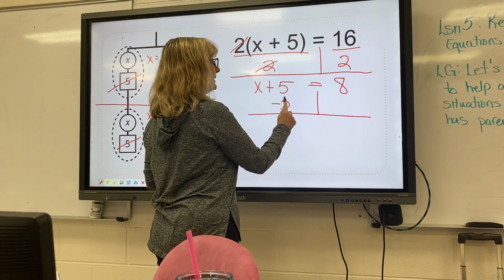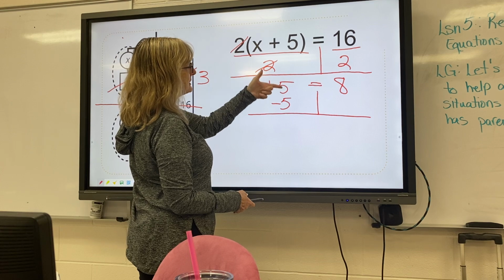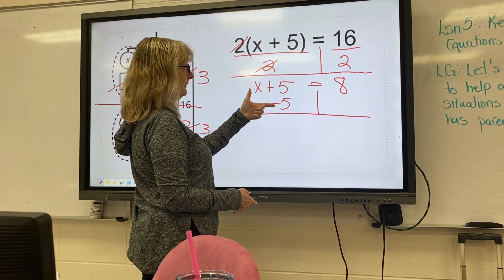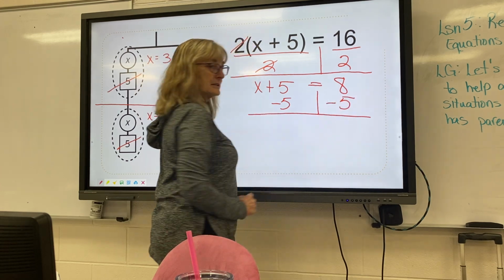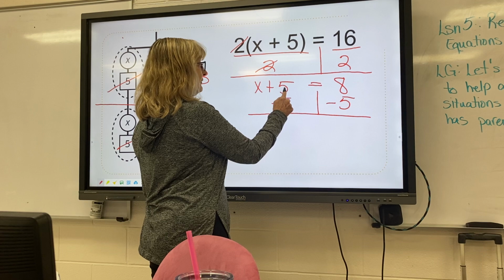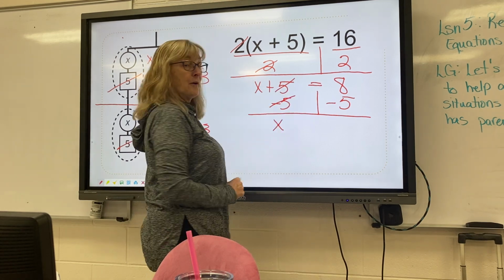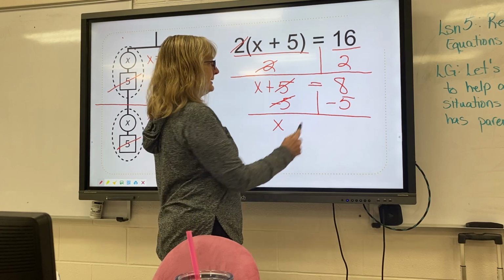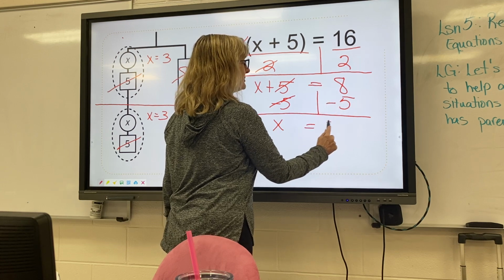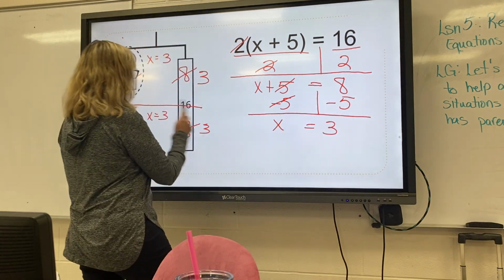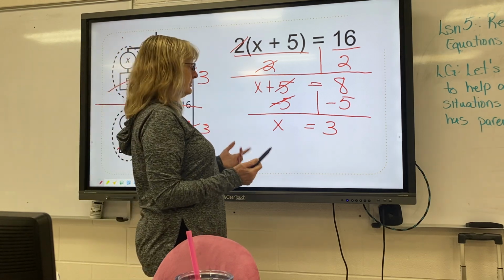So we're going to put the opposite of 5, which is -5, or if you think of this as plus 5, I'm going to do minus 5. If I do minus 5 on this side, I'm going to do minus 5 on this side. So 5 and -5 are a 0 pair, so that I now have isolated the variable. I've got x by itself, and 8 minus 5 equals 3. So I get the same solution, so I know I've done it right. Now, can we check it? There's always a way to check.